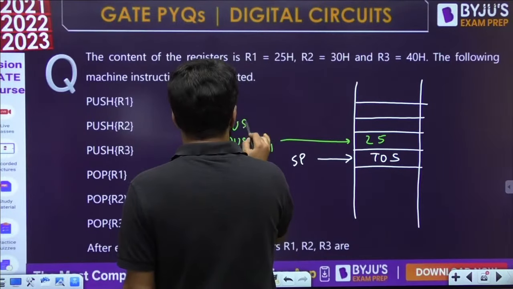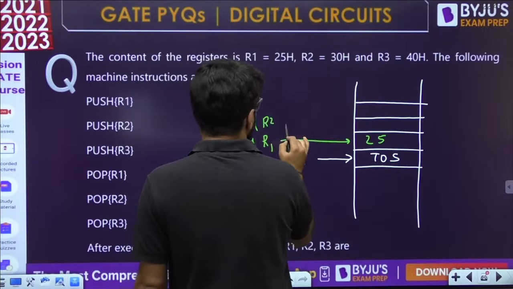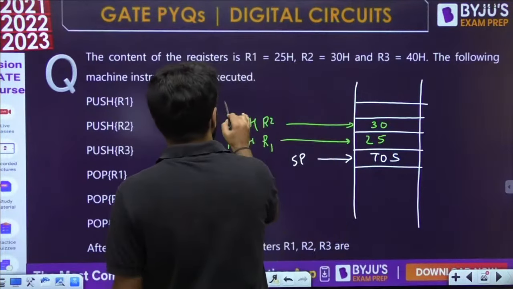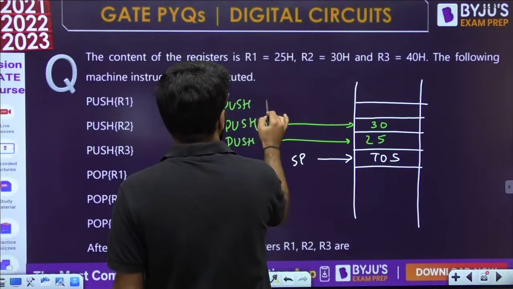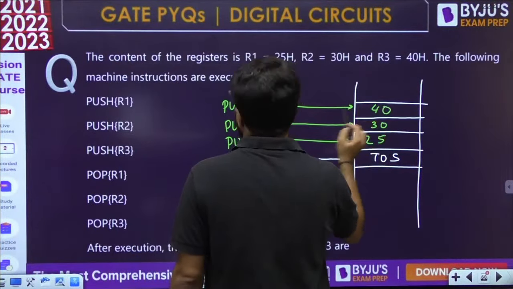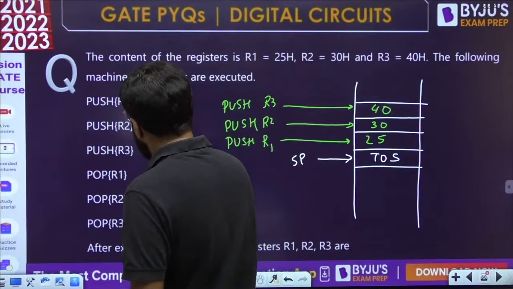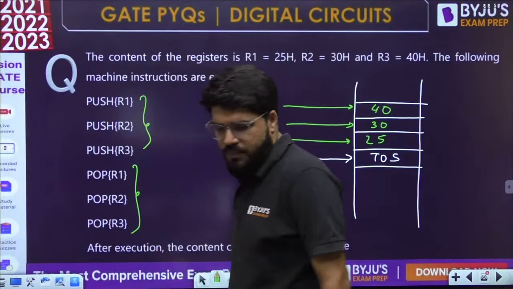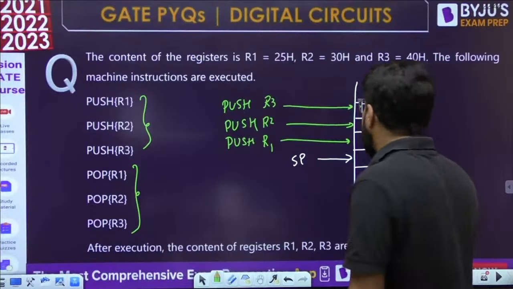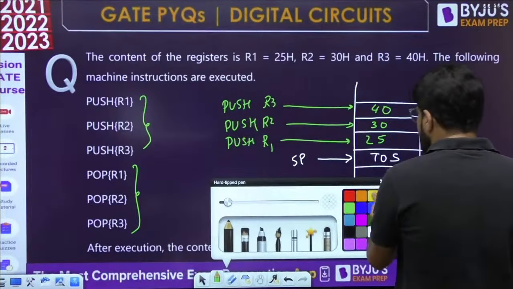Then the next command, push R2. The value of register R2 is stored into the stack. And next is push R3, and this value 40 goes here. These are the three push cycles, and now I will pop. Pop is to retrieve the data from the stack.